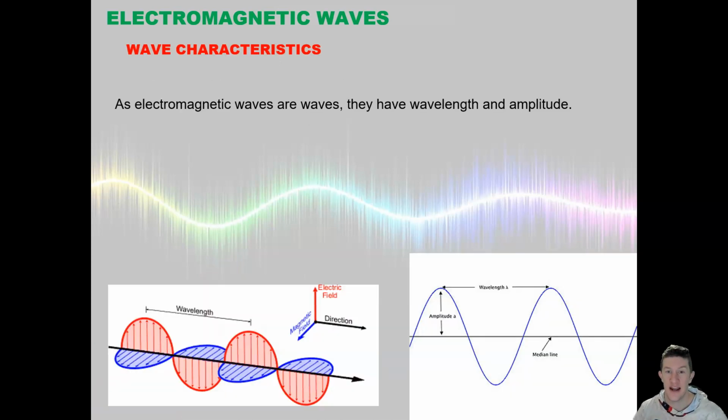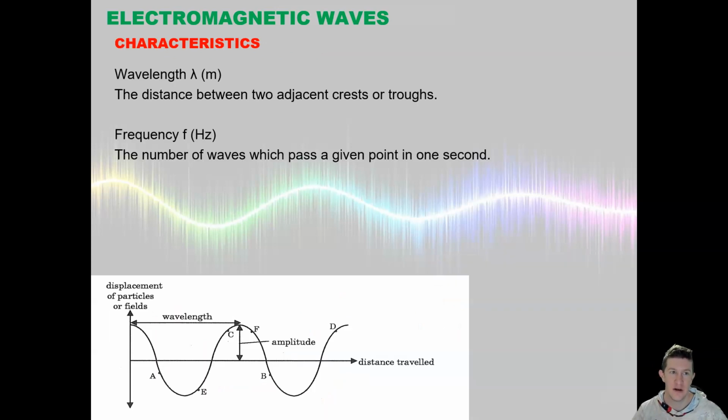As electromagnetic waves are waves, they have a wavelength and an amplitude. The wavelength, which uses the symbol lambda and the units meters, is the distance between two adjacent crests or troughs. It can actually be between any two adjacent points. So even though we say here is a crest, over here is the next crest, we measure the distance, that's the wavelength. We could also go halfway down and measure from halfway down one wave back or one wave forward, and we get the wavelength as well.